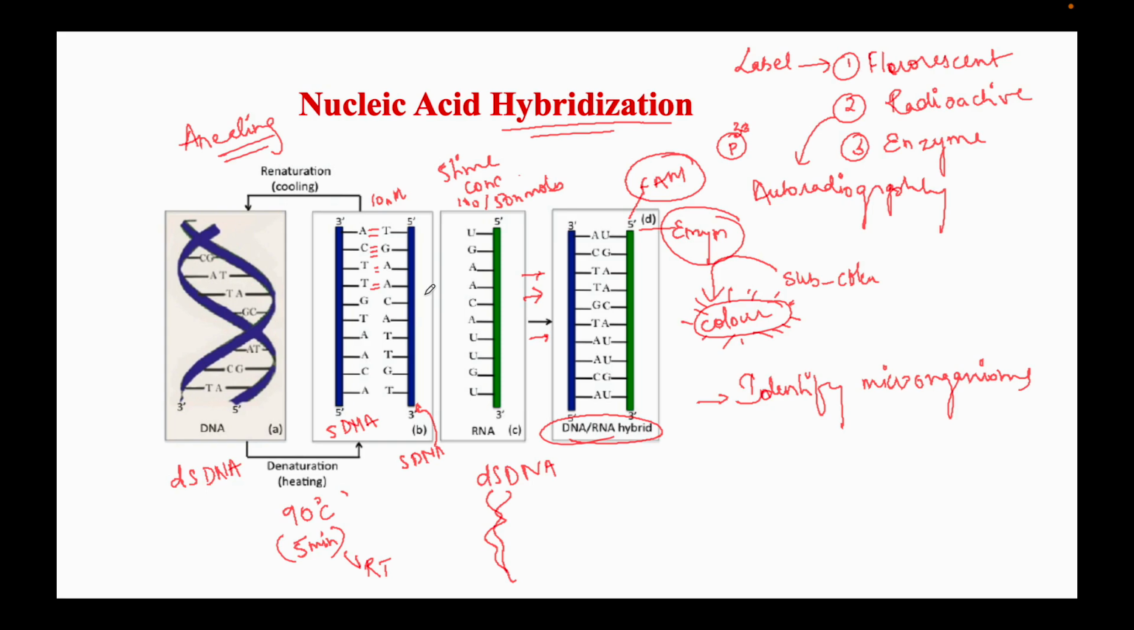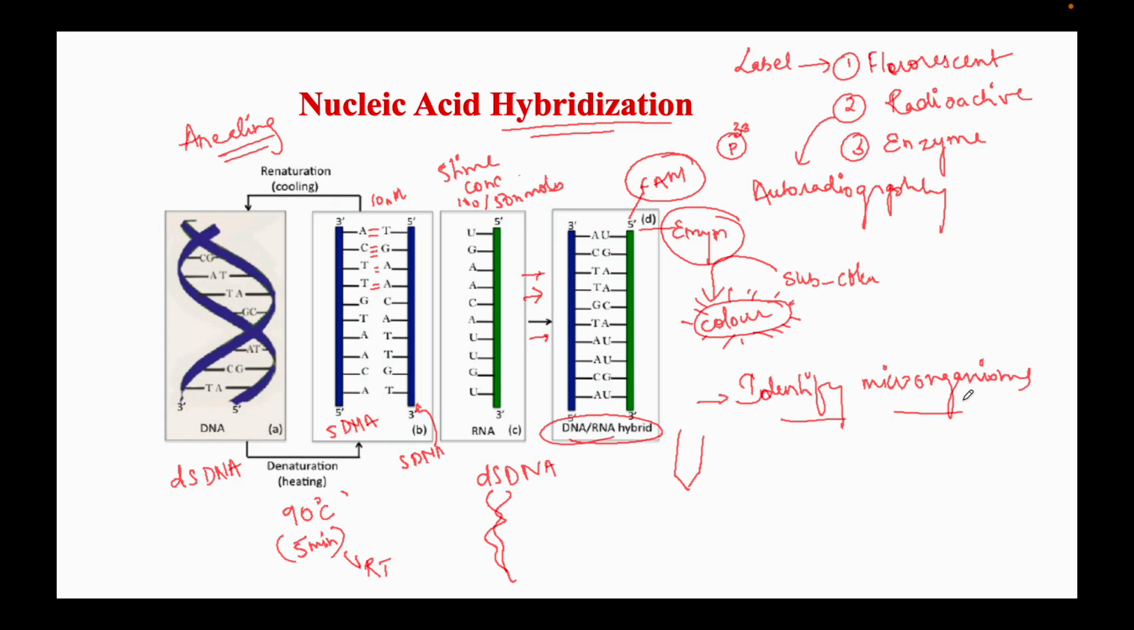hybridized to the unknown sample, so if in a tube we have an unknown sample of DNA, and we do this nucleic acid hybridization with our target probe, this probe is something which is FAM labeled, which could be used to check the target sequence. If it is matching the target sequence, it will either fluoresce or give an autoradiography signal. Okay, and this will help us to identify the microorganism.